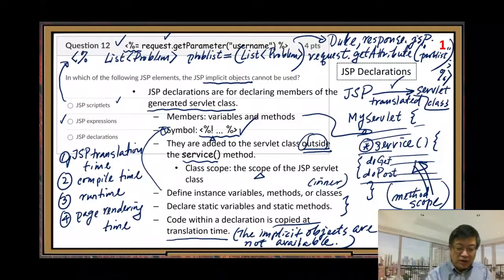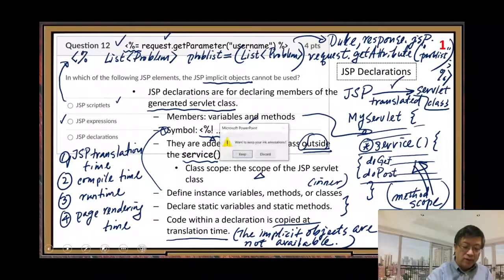So for that reason, after you understand these properties, now you understand in which JSP elements you can use implicit objects. All right, so that is the background of this question. We finish B.1 right here.